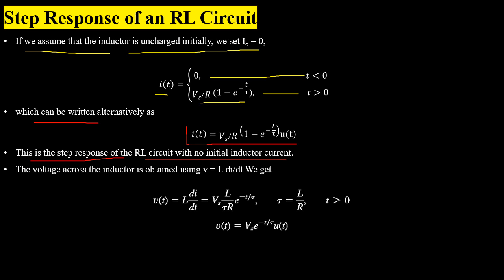Now to find the voltage across the inductor, we can use that the voltage across the inductor is equal to the inductance in product with the rate of change of current. Now substituting the value of current, we will have voltage equal to the source voltage Vs in product with exponential power minus t over tau, u(t).